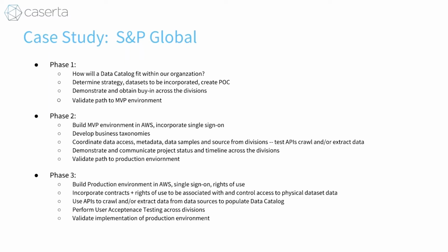As we did that, and as that buy-in occurred, people started to get really interested in what that catalog might be. As we built that out into an MVP environment, also in AWS incorporating single sign-on, we started to build out those taxonomies of how people describe their data and provided that into an automated path to associate it with their internal data sets.